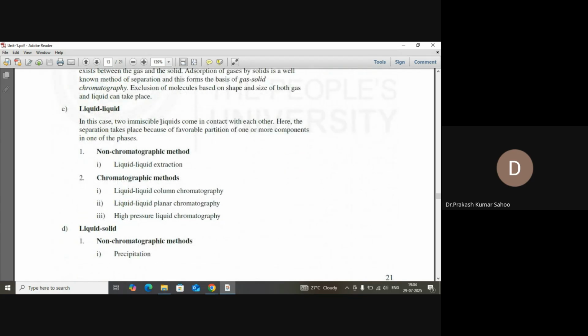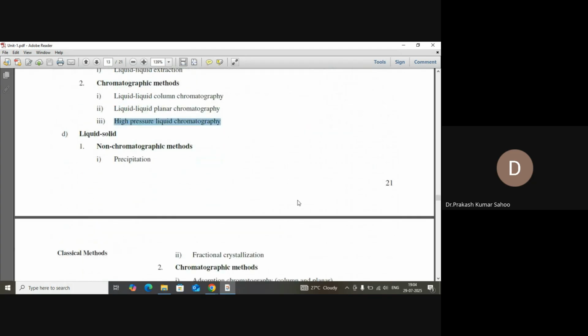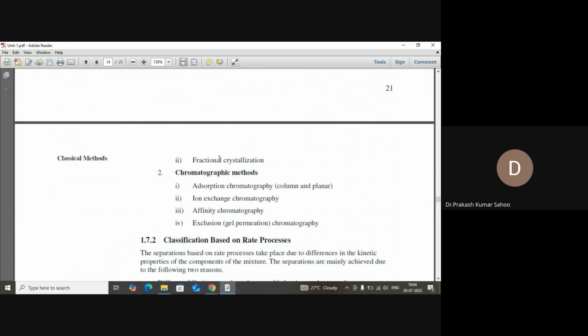Then for liquid liquid, we have liquid liquid extraction depending on its volatility property. And if it is a chromatography technique, then you have LLC, LLP, or HPLC. And this HPLC, high pressure liquid chromatography, is a very advanced technique for the separation of different components in a mixture. Then for liquid solid, we have the precipitation technique as a non-chromatographic or fractional technique.